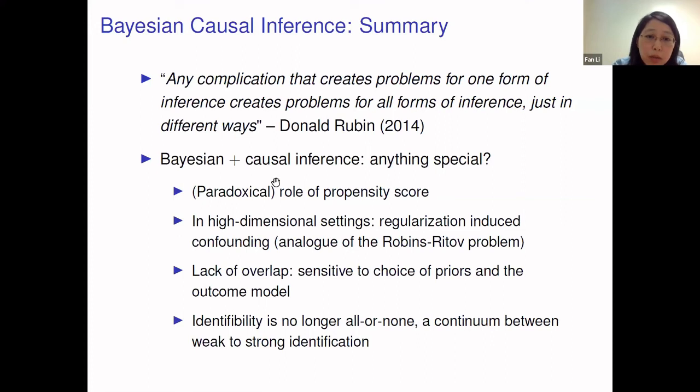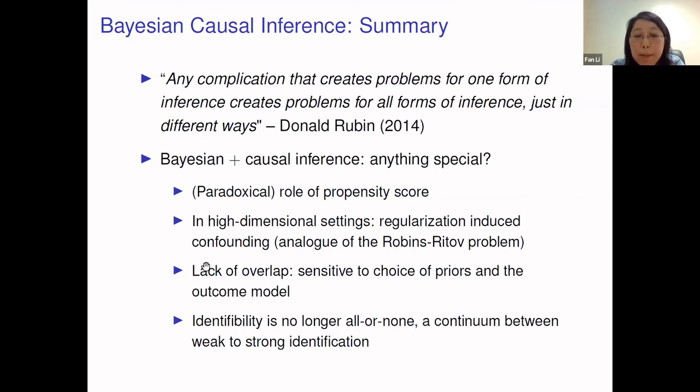Now, people talk about Bayesian, people talk about causal inference, and both have become very popular in research. So when combining these two topics, is there anything special? The first thing is the role of the propensity score, which, as we mentioned earlier, seems paradoxical, but as I went through this, I hope you see that it's not particularly paradoxical if you take a view of separating design and analysis. Also, in high dimensional settings, there are specific issues of regularization induced confounding. And also lack of overlap.